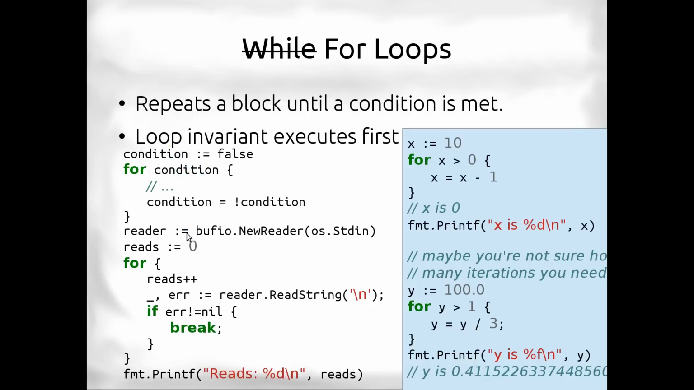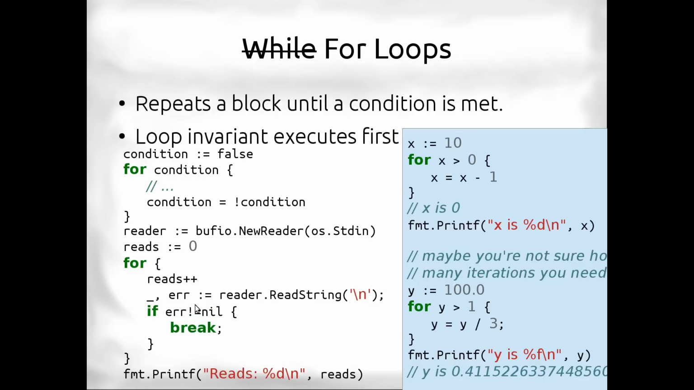All right, so a common use of a while loop is to repeat until something is met. So here we use an infinite loop. We go for, and we've got no condition, so it just loops. And we go, while this is true, reads plus plus, so increment reads, and then read a string, and just throw it away because we don't care what the value is. If we've got an error, then we break.